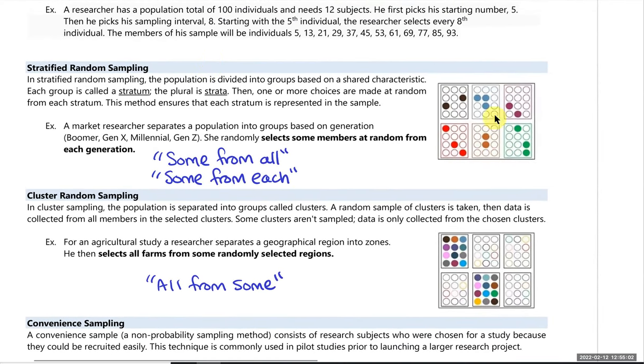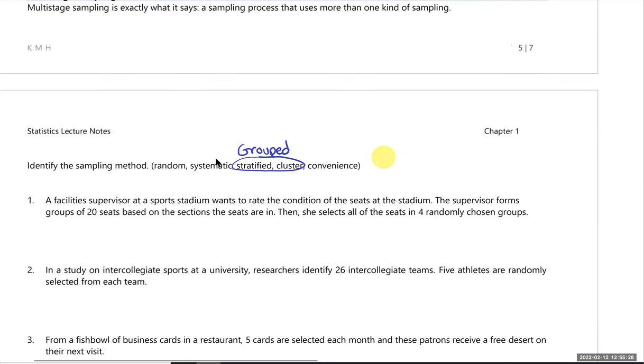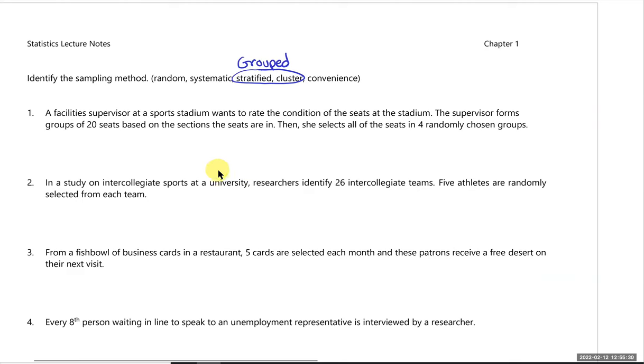So here's the stadium, right? They pick four groups and go to all those seats. Versus this would be from every single section, they look at two seats, right? They look at every section and some of the seats. So this is cluster, right? It's all the seats from some of the sections.